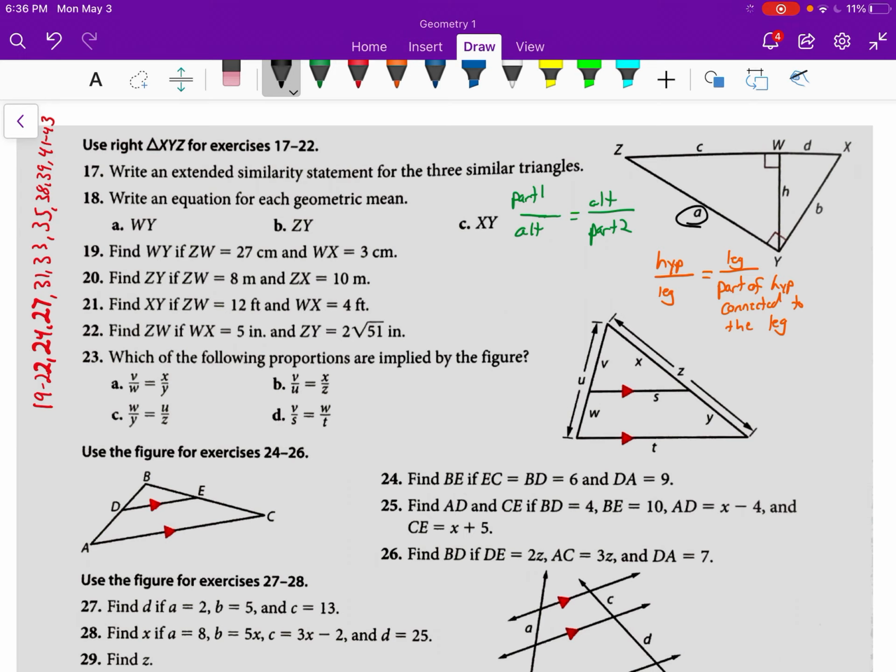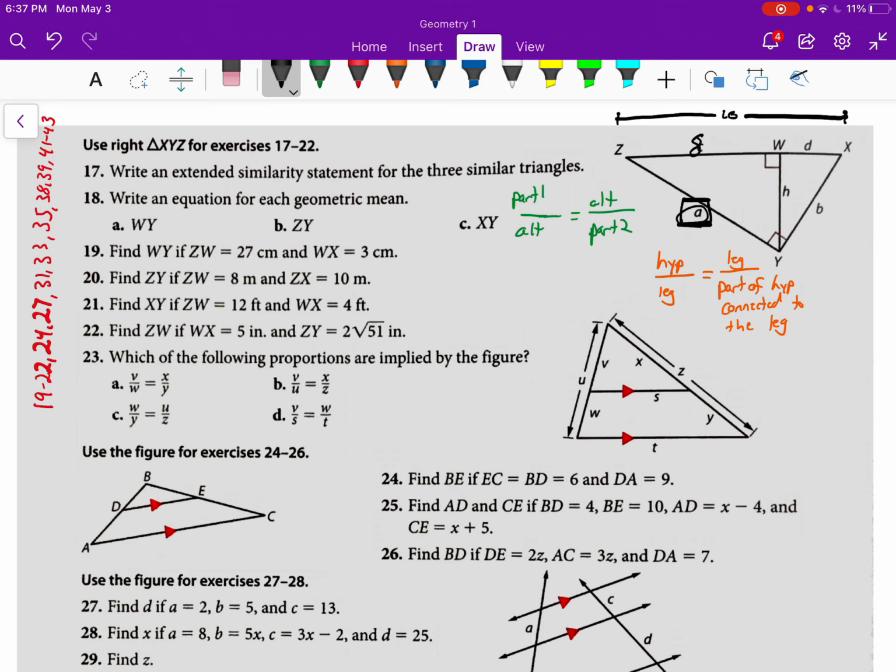If ZW is 8 and ZX, the whole thing, is 10. Well, the question again is, does this have to do with an altitude or a leg? Well, this one has to do with a leg. We want to find the leg.